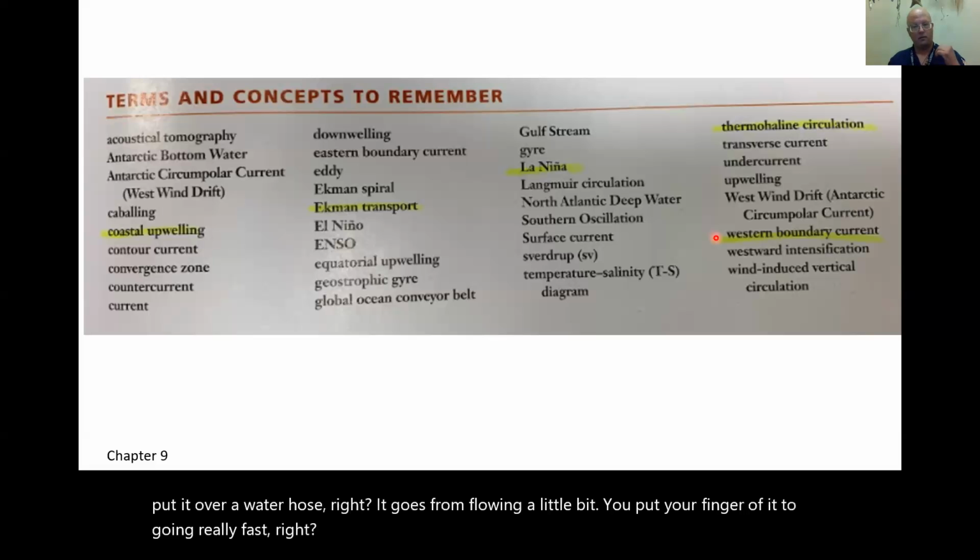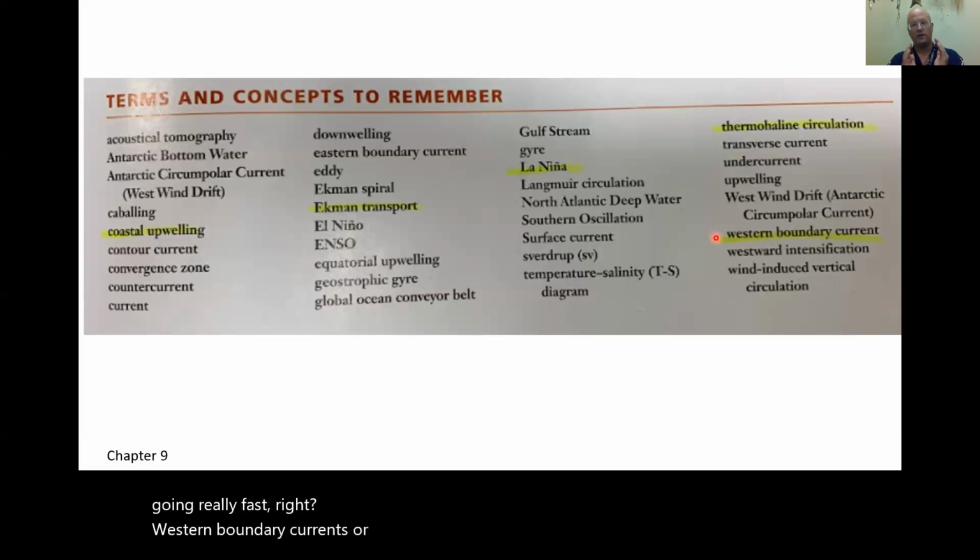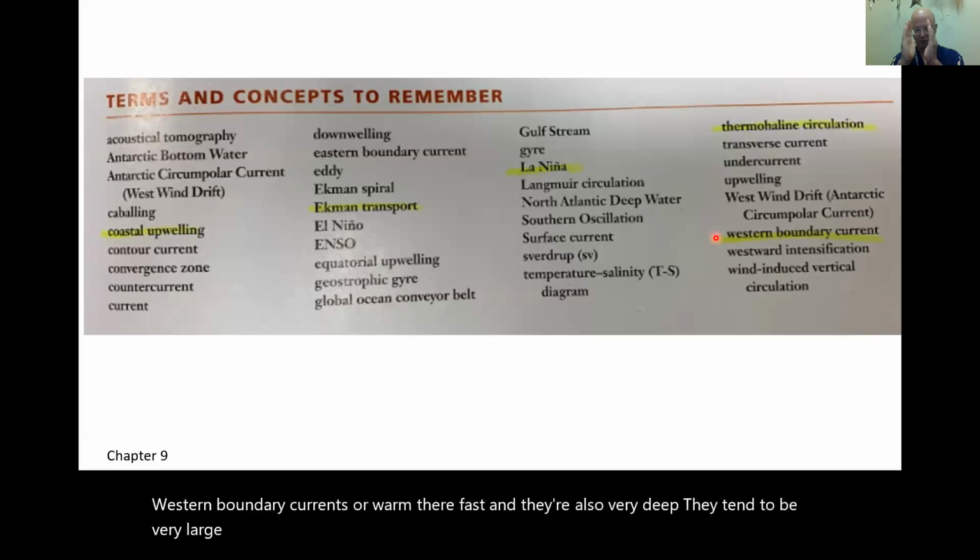Western boundary currents are warm, they're fast, and they're also very deep. They tend to be very large, but from the surface, they look very small. But if you look down in the water, they're very deep.